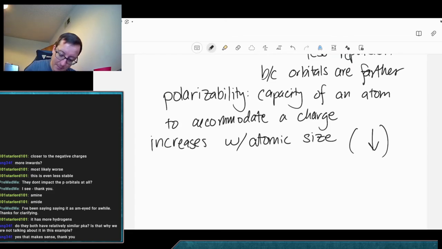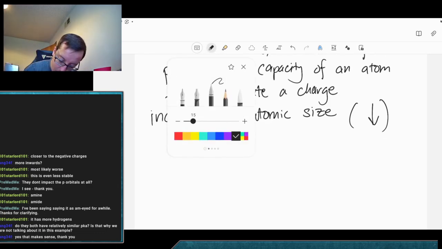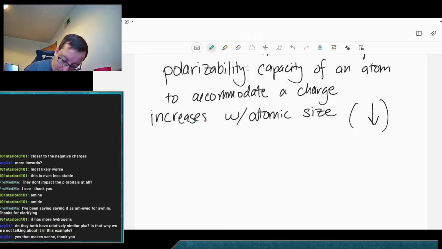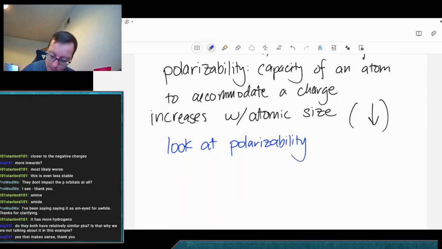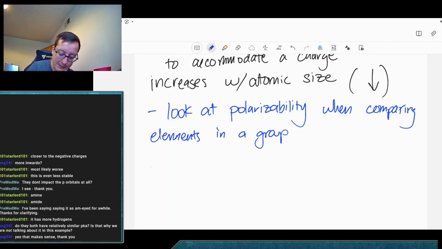So polarizability comes into play when we're looking in the same group. So you're going to look at polarizability when comparing elements in a group. If they're not in the same group, we're going to look at electronegativity instead.